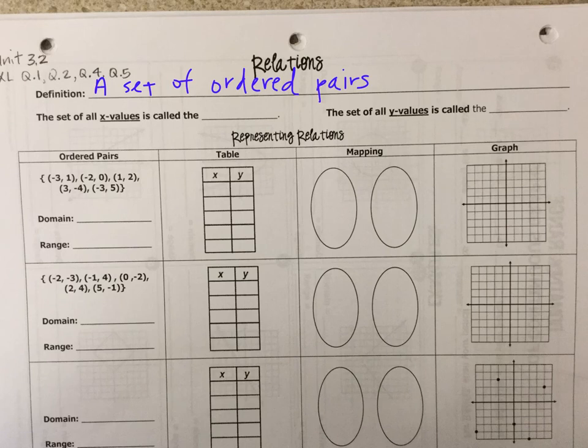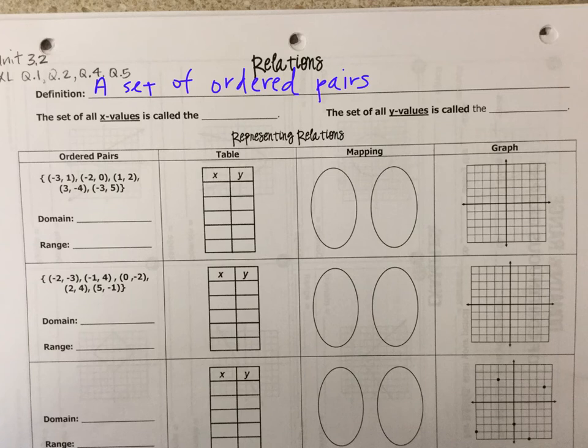All right, these are notes for Unit 3.2. So the definition of a relation is a set of ordered pairs. And there's lots of different ways we can write relations. It's kind of like I can write my last name in cursive, in all caps, in all lowercase, or in bubble letters. There's all these different ways I can write my last name. That's what we're doing today.